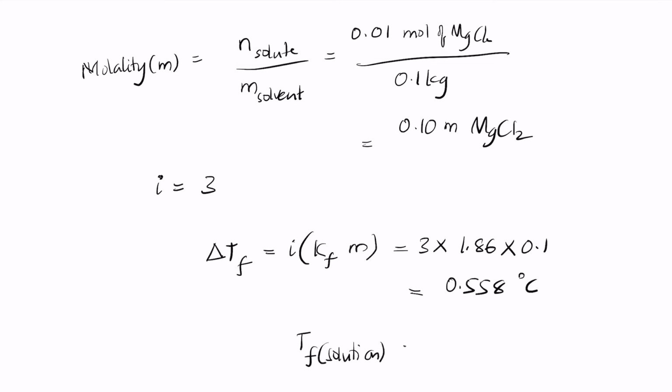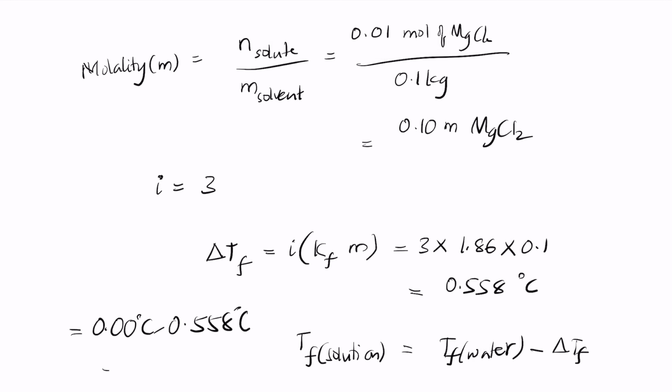Now, what is the temperature of the solution? The freezing point of the solution is going to be the Tf of water minus delta Tf. So Tf of water is 0, minus 0.558 degrees centigrade. So the final answer will be minus 0.558 degrees centigrade. This is the Tf of the solution.